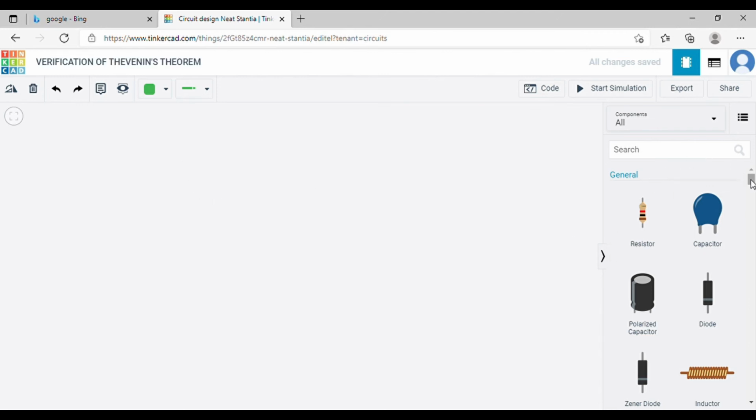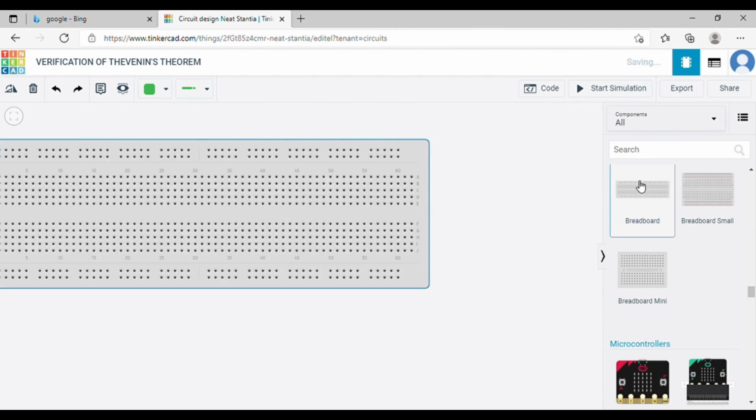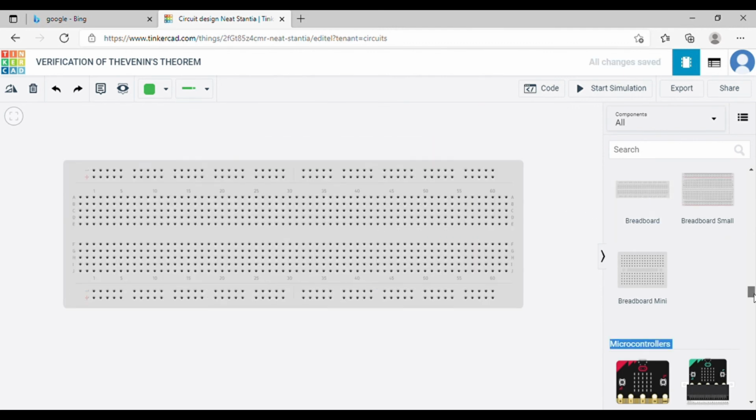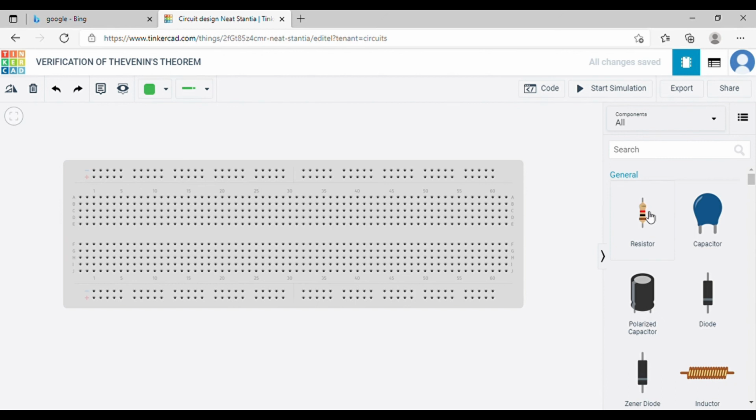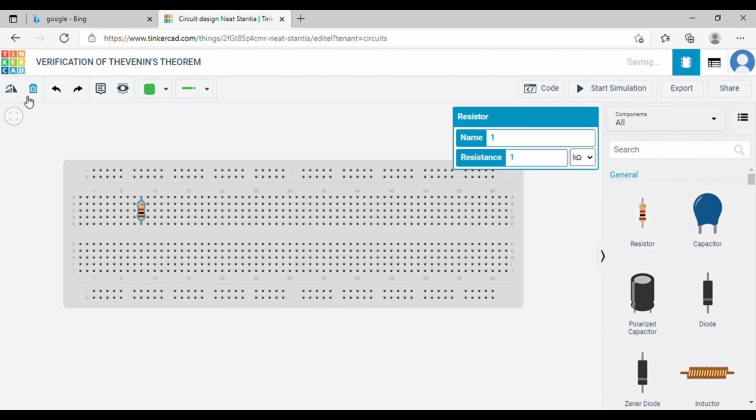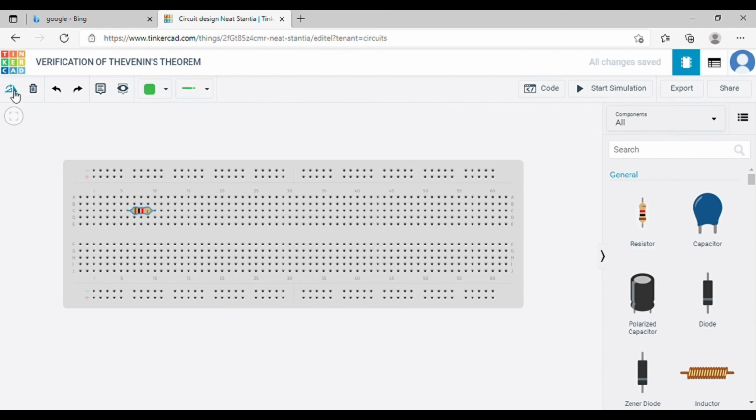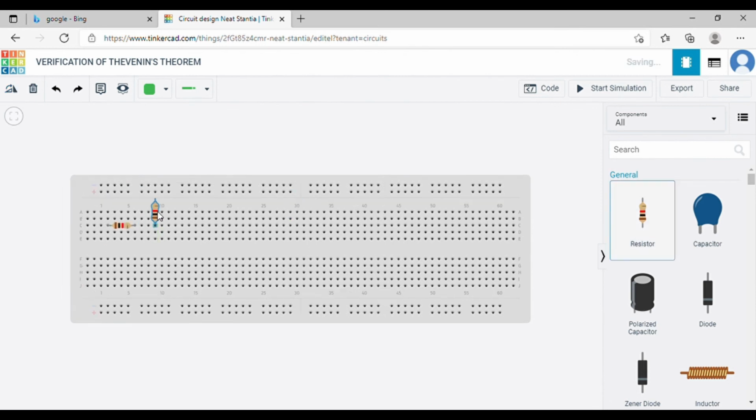In order to implement the circuit, we are in need of breadboard. The components can directly be chosen by scrolling down, or the name of the component can be typed in the search bar. Select and drag the components. In order to implement the circuit, we are in need of few resistors.